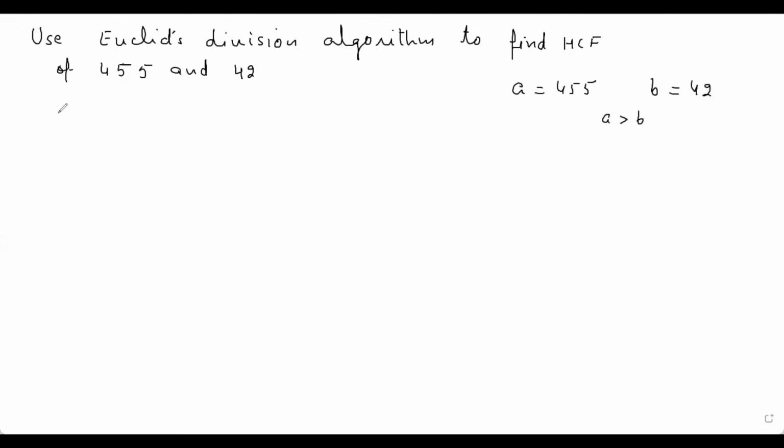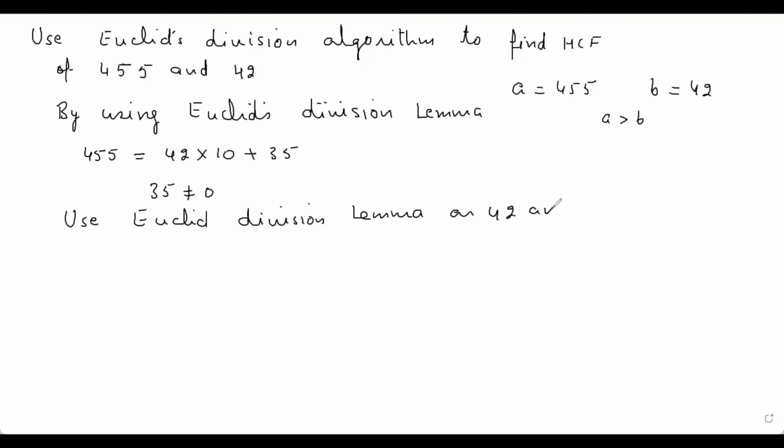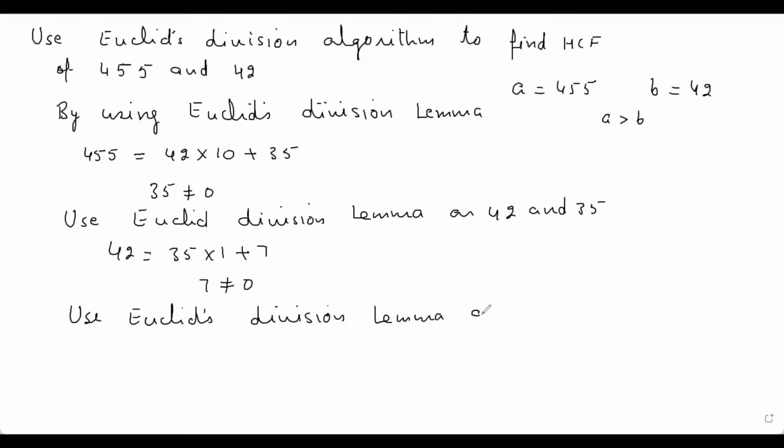By using Euclid's division lemma, we will have 455 is equal to 42 into 10 plus 35. Now here 35 is not equal to 0. So use Euclid's division lemma on 42 and 35. So we will have 42 is equal to 35 into 1 plus 7. Again, 7 is not equal to 0. Remainder is not equal to 0. So again use Euclid's division lemma on 35 and 7.